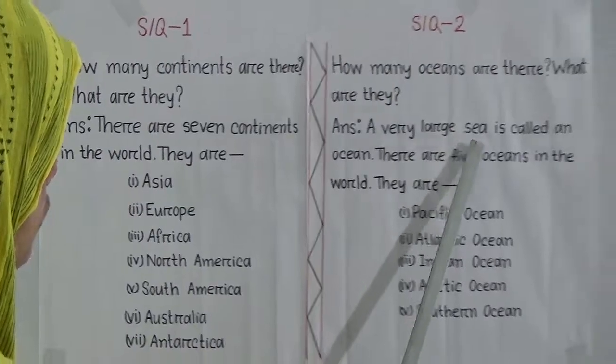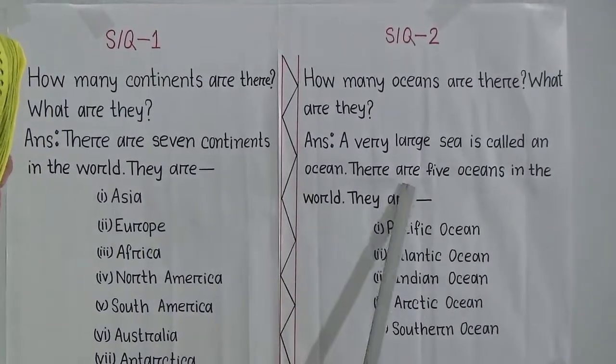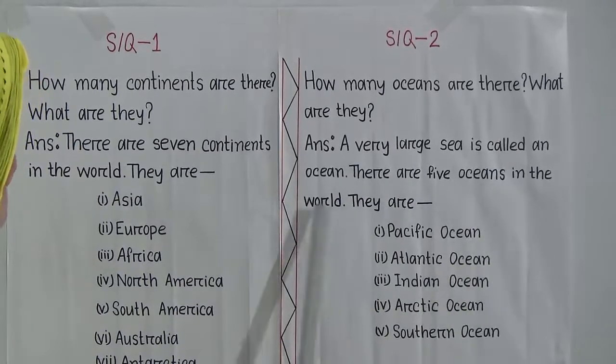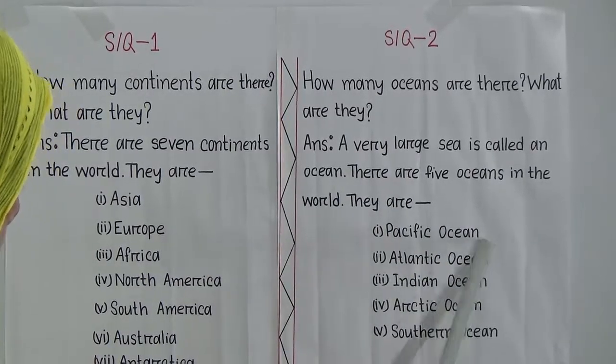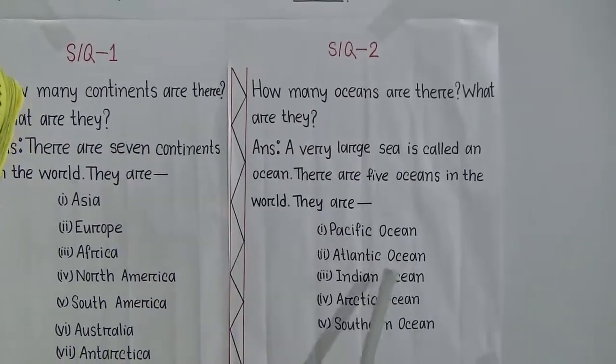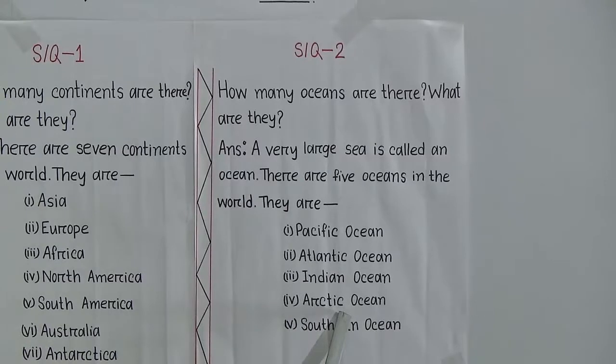A very large sea is called an ocean. There are 5 oceans in the world. They are Pacific Ocean, Atlantic Ocean, Indian Ocean, Arctic Ocean, and last one Southern Ocean.